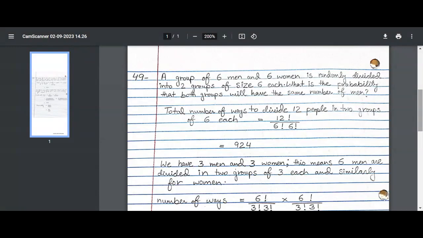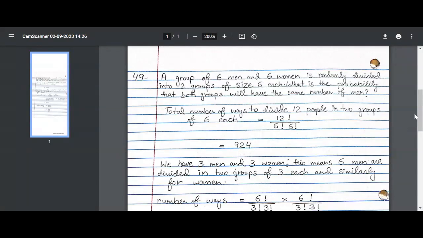Okay. So the total number of ways, the sample space. In total we have 12 people. So there are 12 permutations. Then because we have 6 men and 6 women, we divide by 6 factorial, 6 factorial. So that's our sample space.